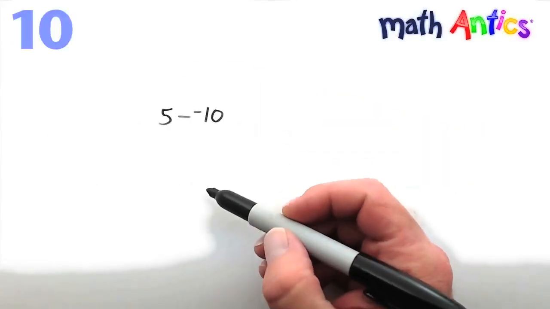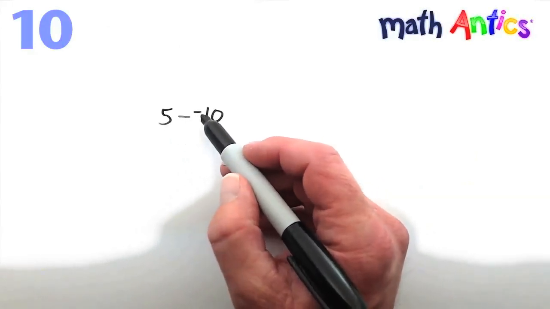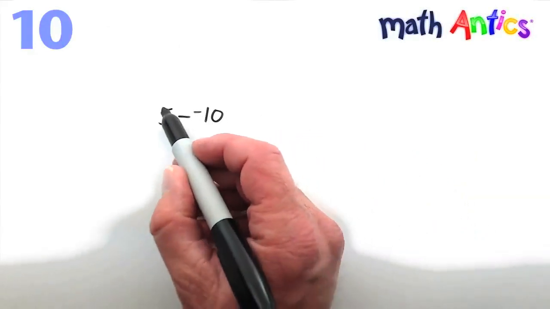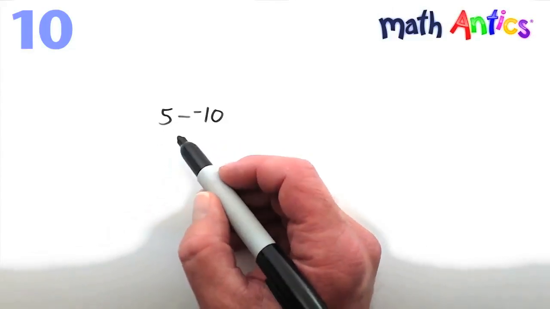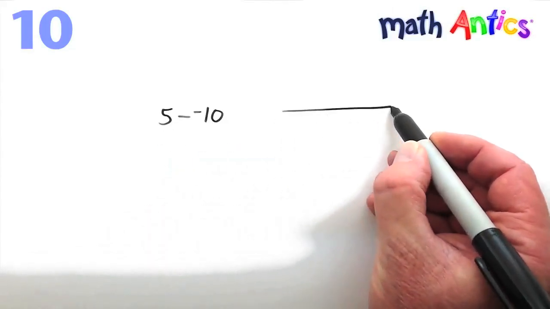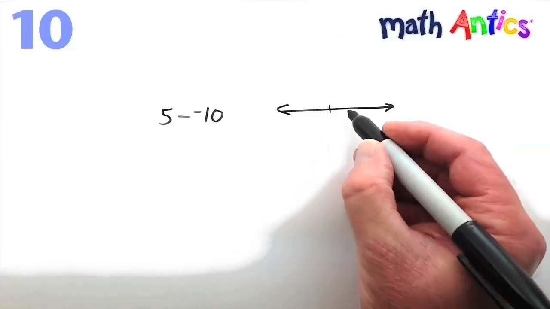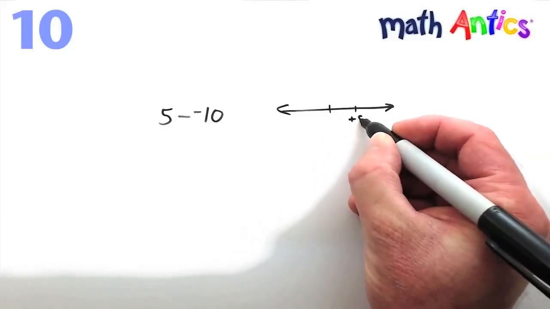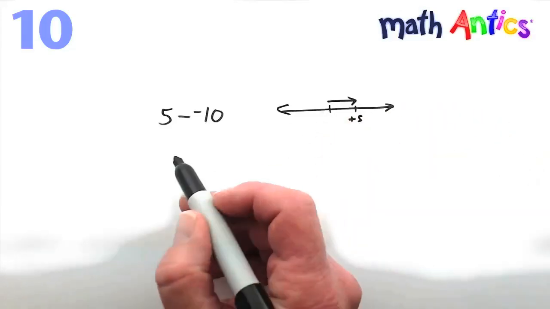And for our last problem, we have 5 minus -10. All right, so we're starting with a positive number this time, +5. So we'll put that on our number line over here, starting on the positive side with +5. Okay, and what are we doing to it?